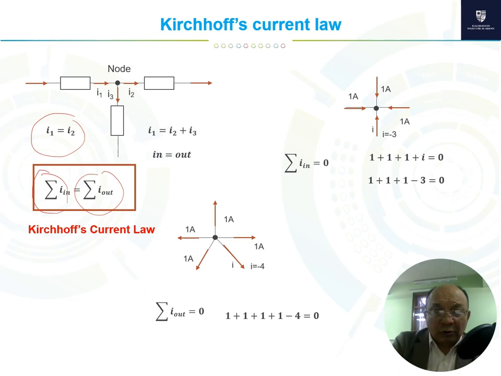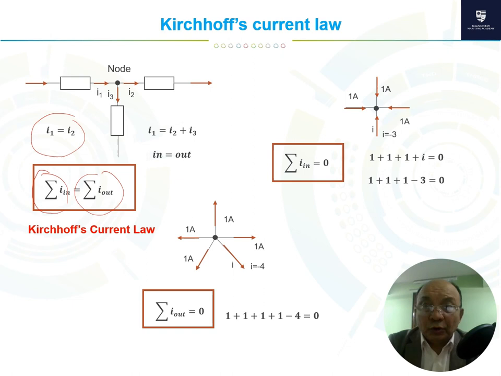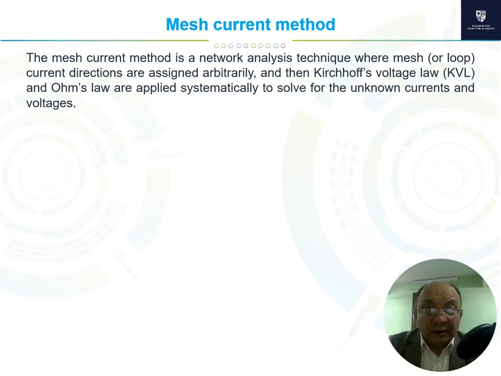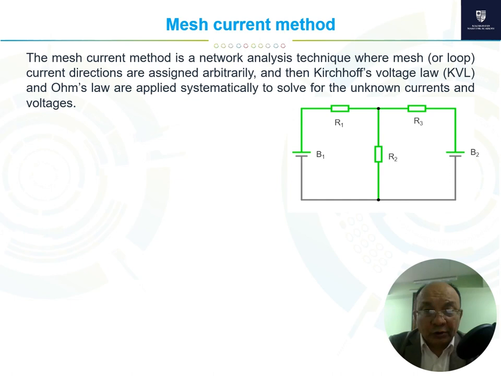So the sum of the currents going inside the node equals the sum of the currents going outside of the point. Now we can proceed to the methods of circuit analysis, and we start with the mesh current method. The mesh current method is a network analysis technique where the mesh or loop current directions are assigned arbitrarily, and then Kirchhoff's voltage law or Ohm's law are applied systematically to solve for the unknown currents and voltages. For this part, let's take a simple diagram with two sources, V1 and V2, and three resistors, R1, R2, and R3, connected in series and parallel.